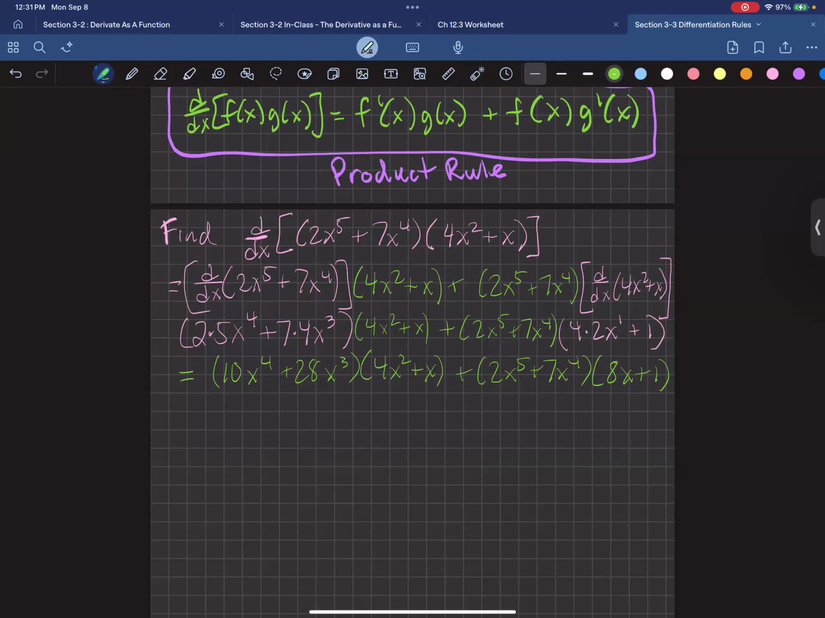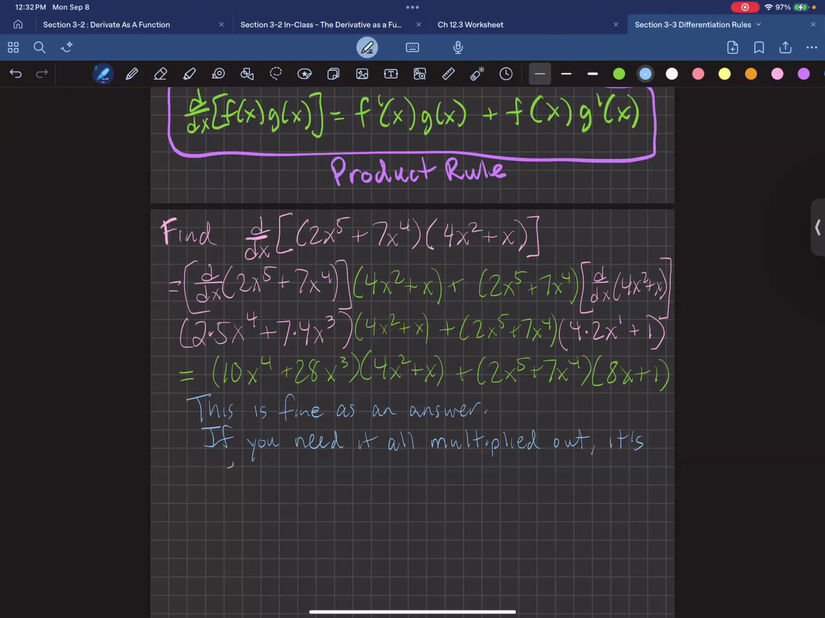If you need it multiplied all out, you can do that. This is fine as an answer. If you need it all multiplied out, it's easier to do so before taking the derivative.